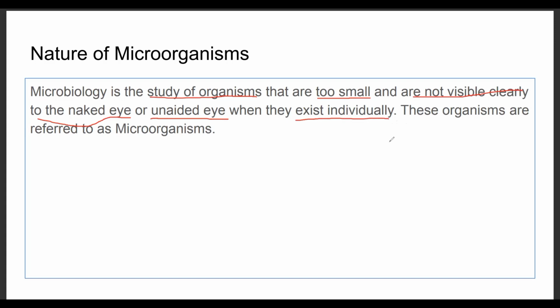For example, if we take cyanobacteria, right? When there is a cluster of cyanobacteria, we can see in green color. But when they exist individually, we can't see them with our naked eye or unaided eye. That means to observe microorganisms, we need to use an instrument called a microscope. It can be a simple microscope, compound microscope, or an electron microscope, right? So these organisms are referred to as microorganisms.